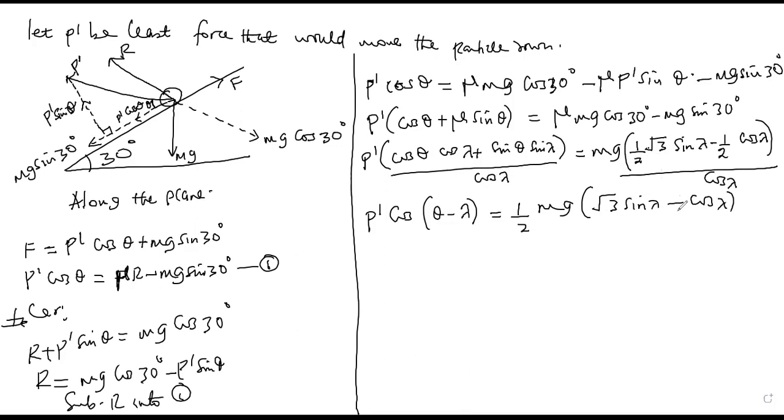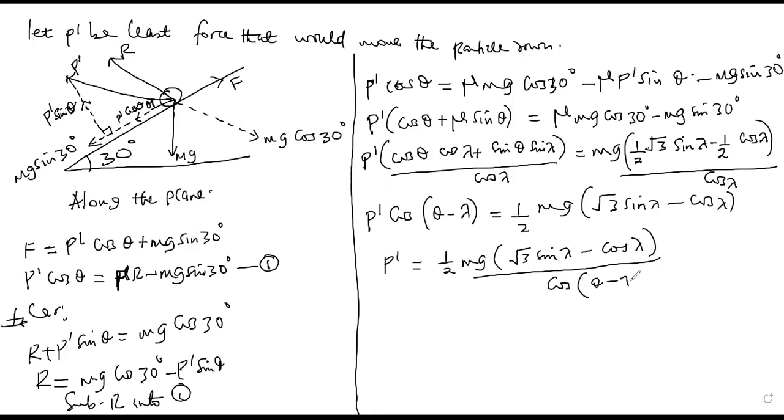Wow. So our P prime is going to be equal to a half mg, root 3 sine lambda minus cos lambda. We shall divide everything by cos theta minus lambda.